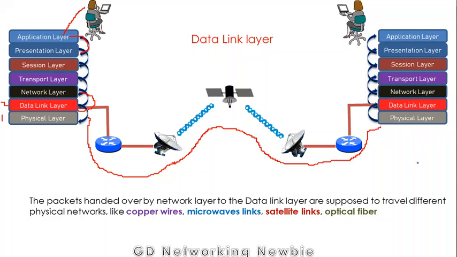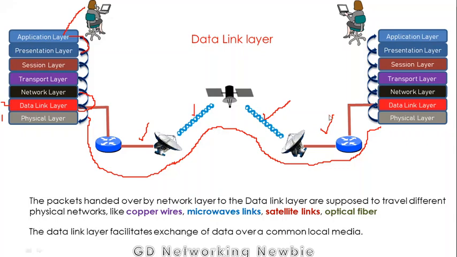The packets handed over by the network layer to the data link layer are supposed to travel through these different physical networks. These physical networks may be copper wires, microwave links, satellite links, or optical fiber links. So this is the job of the data link layer: after receiving the packets from the network layer, it has to carry those packets through all these diverse media types.